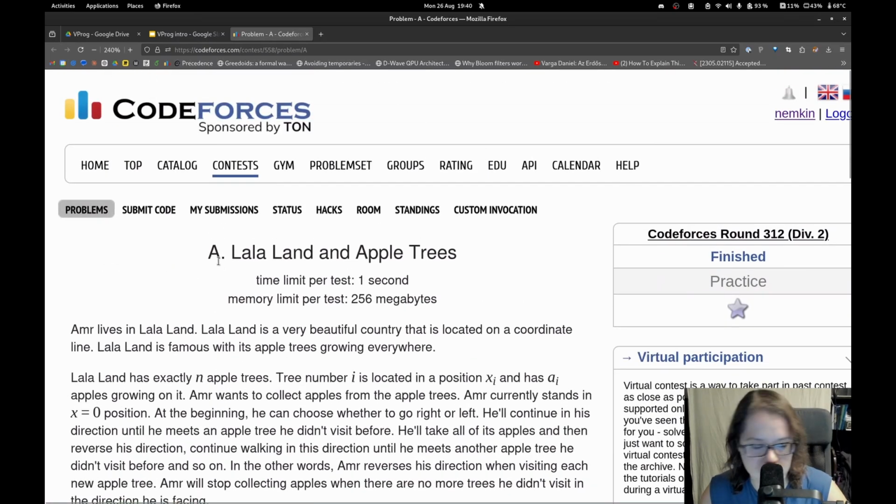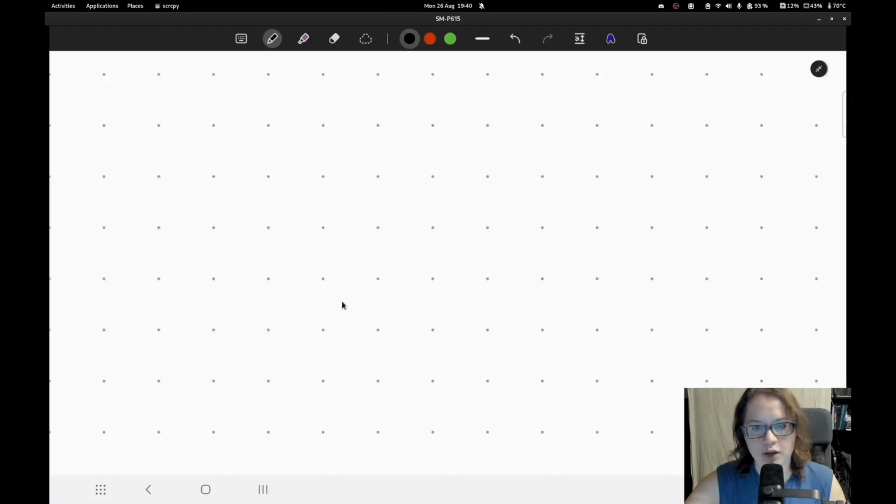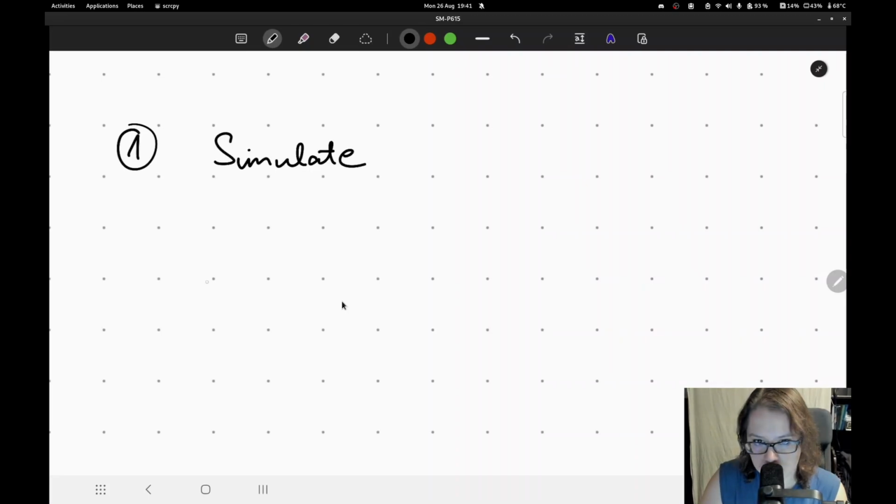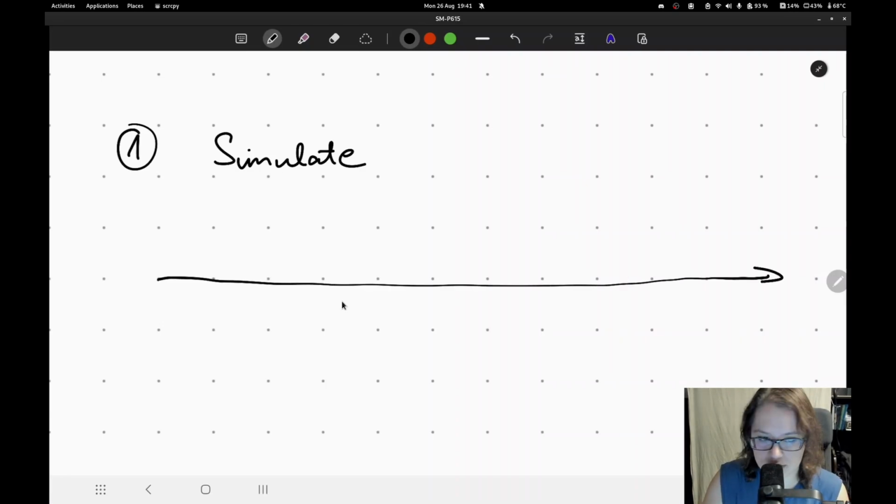So let's talk about this problem, how I would solve this if this was a competition. Usually you can either use paper. I like my tablet, it's convenient. So maybe the first idea that would come to mind for someone solving this problem is to just simulate it. So what's happening? We have a coordinate system, the x-axis. We are standing in the origin, and we have, depending on the input, some apple trees.